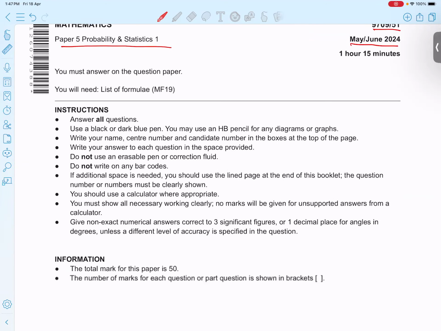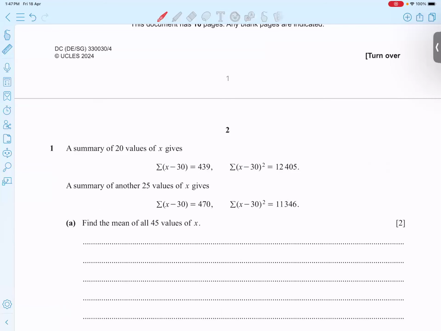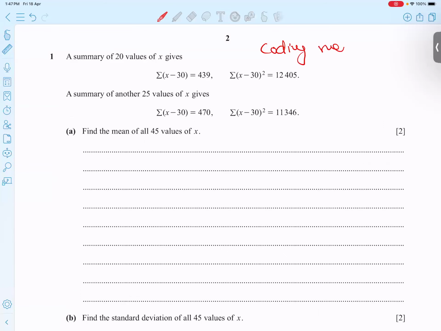Question number 1 we have, and this is called coding method. And coding method, we have a formula. And coding method, we are going to start. What is our basic formula of the coding method for the mean? Sigma x minus a over n plus a. Make sure this number and this number always same.